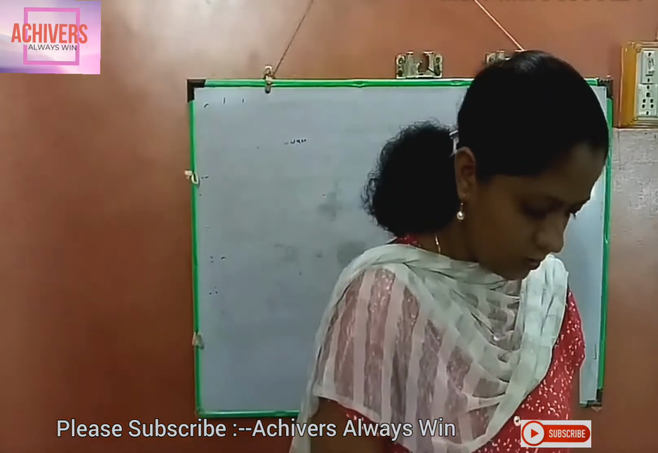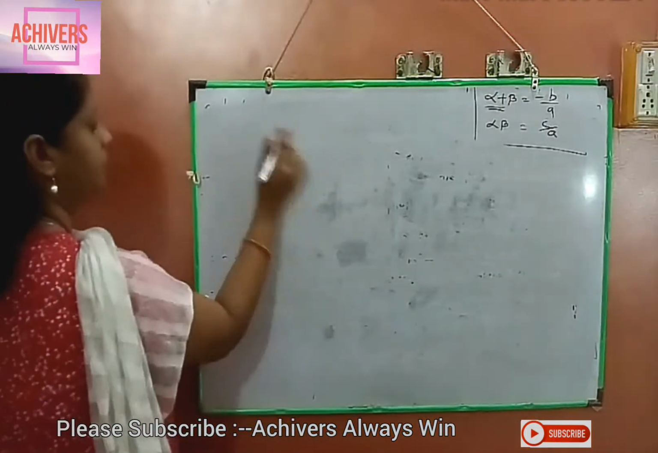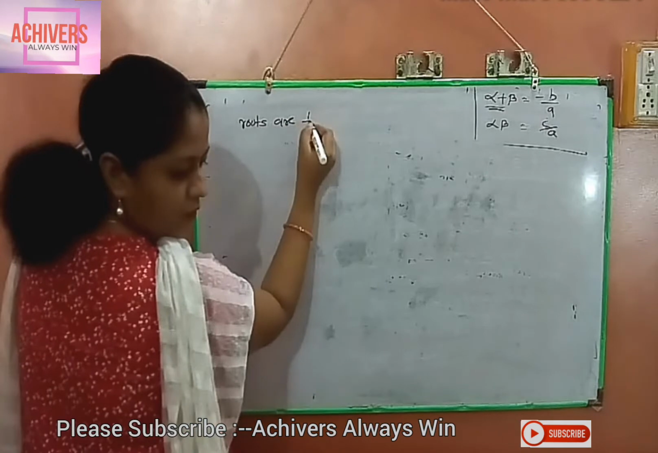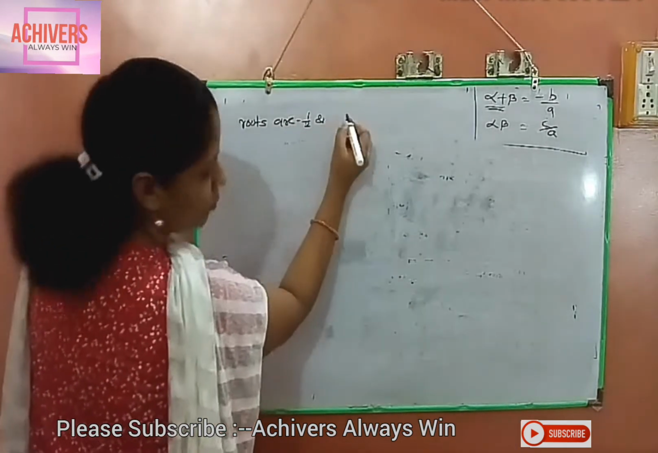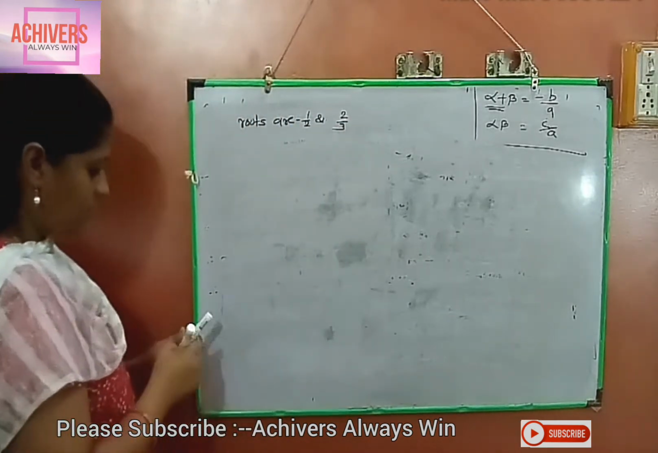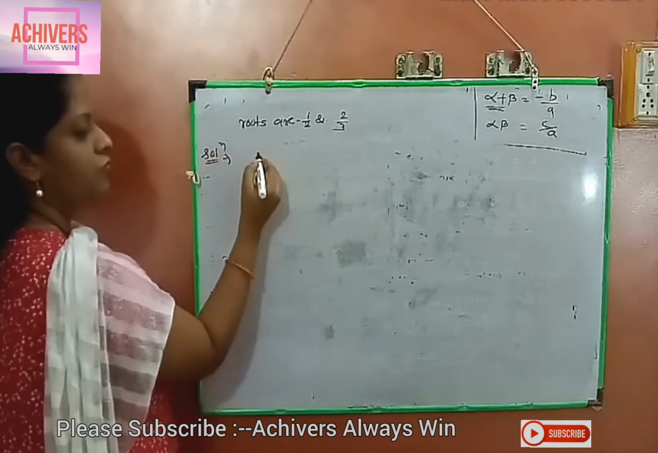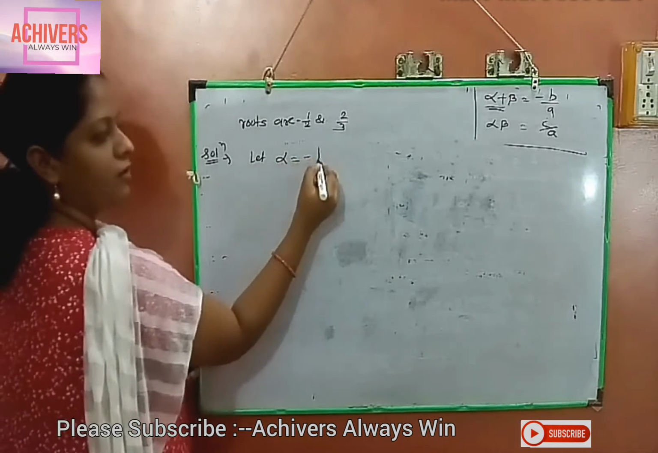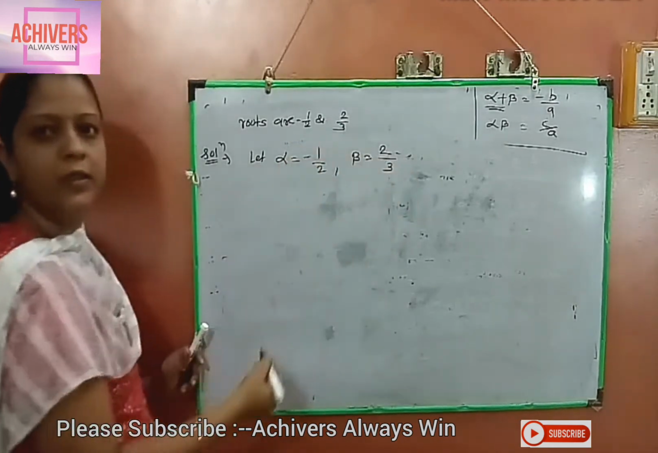Suppose we are given roots, which are the roots? Minus 1 upon 2 and 2 upon 3. Then frame the quadratic equation. How can you frame this equation? Solution. First, let alpha be equal to minus 1 upon 2 and beta be equal to 2 upon 3.